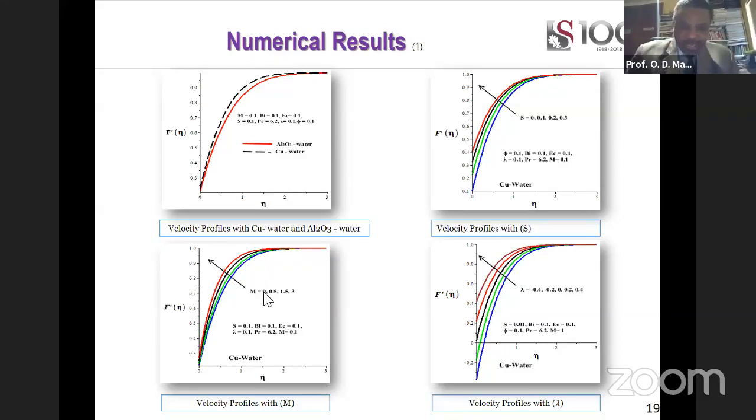When M is 0, no magnetic field, you have this one, which I call the blue one here. The blue one is the first one, which means there is no magnetic field. When the intensity of the magnetic field increases from 0 to 3, you can see the fluid is being pushed to the surface. So the magnetic field pushes the nanofluid more to the surface, therefore taking the heat from the surface.